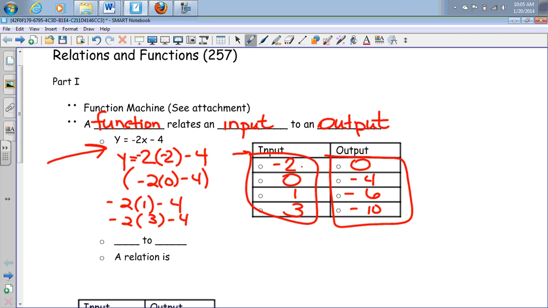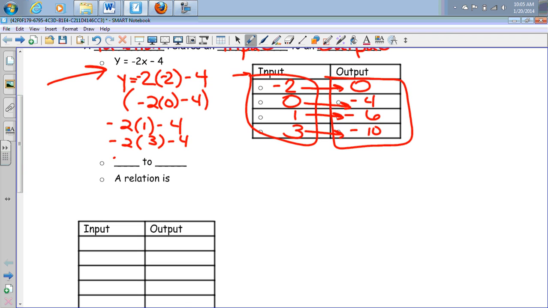Notice that negative 2 matches only with 0. 0 matches only with negative 4. 1 matches only with negative 6. And 3 matches only with negative 10. That is called one-to-one correspondence. That's what needs to happen.